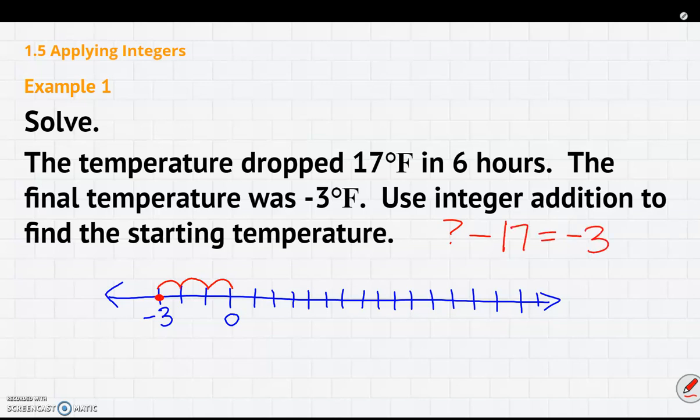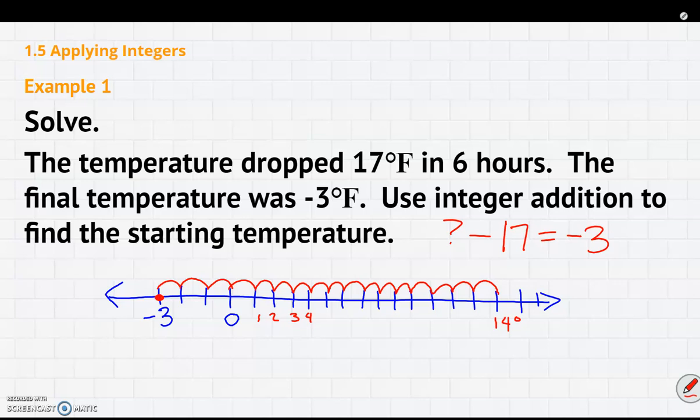So let's just work backwards and go 17 spaces to the right. So 1, 2, 3, 4, 5, 6, 7, 8, 9, 10, 11, 12, 13, 14, 15, 16, 17. Okay, and that happens to be 14 degrees. Okay, so that's where it actually started.